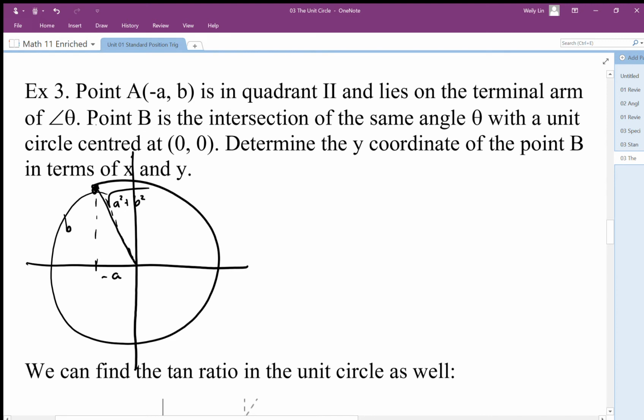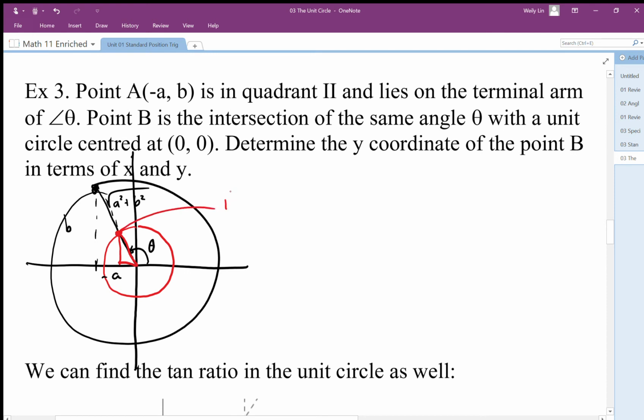Let's write the angle theta here. There's my theta. It says point B is the intersection of the same angle theta with a unit circle centered at (0, 0). So I'm going to draw my unit circle. And after a while, when we get comfortable with this, we don't need to draw in this unit circle anymore. So that point is point B.